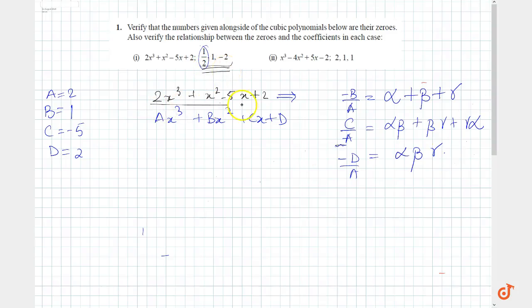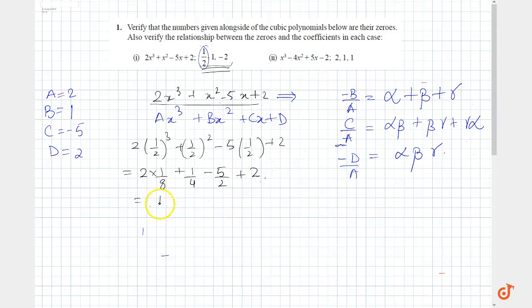First of all, let's check if these three are the roots indeed. How do we check? We put it in this equation. So 2 into 1 by 2 whole cube plus 1 by 2 whole square minus 5 into 1 by 2 plus 2, which is 2 into 1 by 8 plus 1 by 4 minus 5 by 2 plus 2, which is 1 by 4 plus 1 by 4 plus 2 minus 5 by 2. 1 by 4 plus 1 by 4 is 1 by 2 plus 2 minus 5 by 2, which is 2 1 by 2 minus 2 1 by 2 equal to 0. So this is definitely the root.